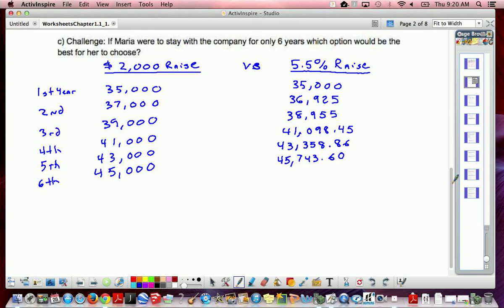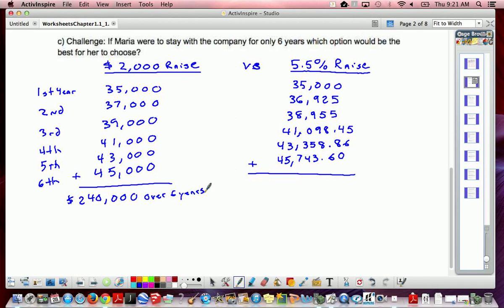So the question becomes, which one's better overall? So what I'm going to do is add up their salaries over the 6 years. So if I add up the $2,000 raise, if you trust my math, you can use your calculator and plug those all in. I would just plug in the 35, 37, 39, 41, 43, and 45. Forget the zeros, knowing that you can just put the zeros at the end. If you add those numbers up, you do get $240,000 over the 6 years.